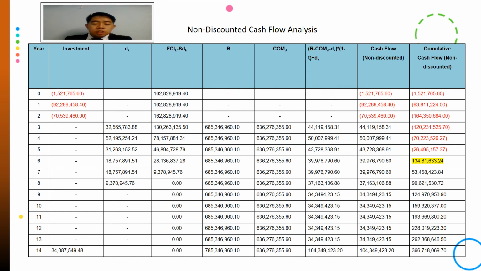Before we start with the non-discounted cash flow, this is our assumption. The plant startup is at year 2 and for depreciation we use 5 years MACRS. We assume the project life is 12 years and we can see the positive cash flow start at year 6.